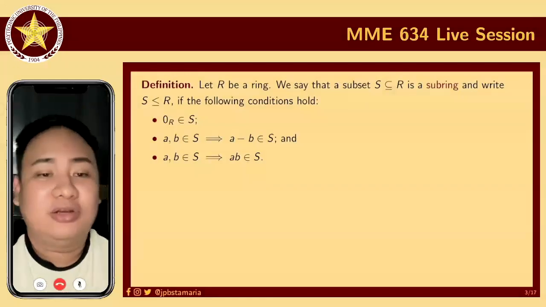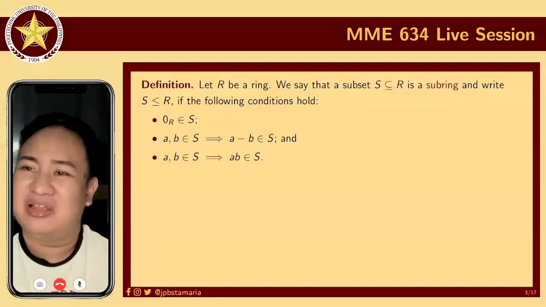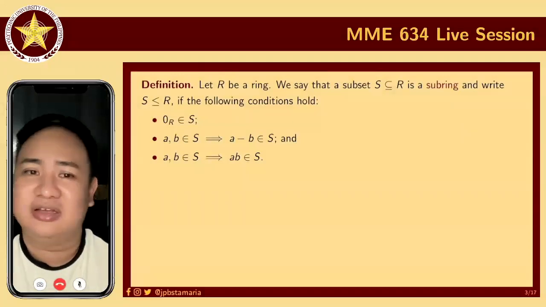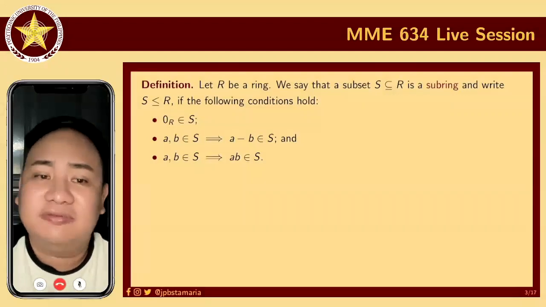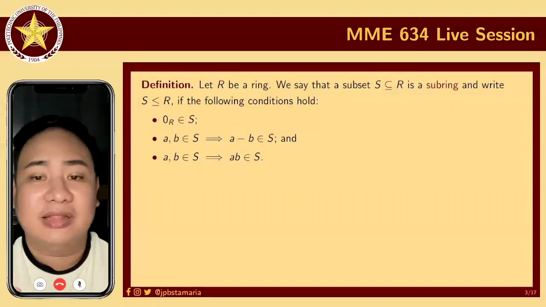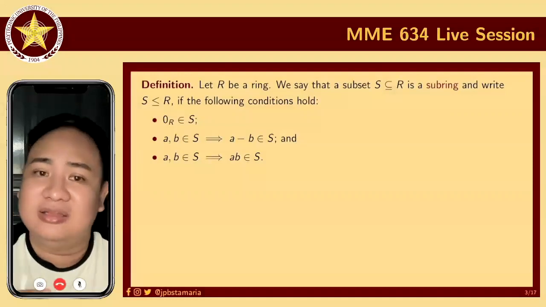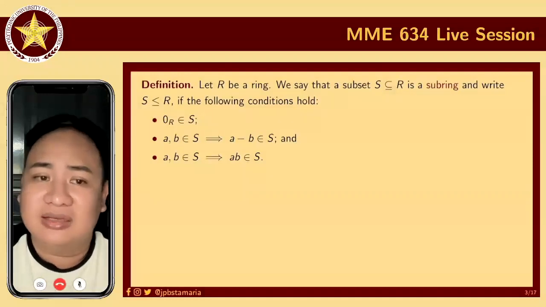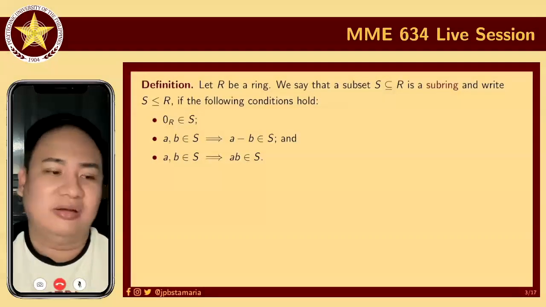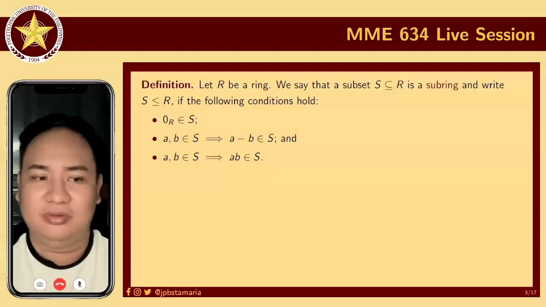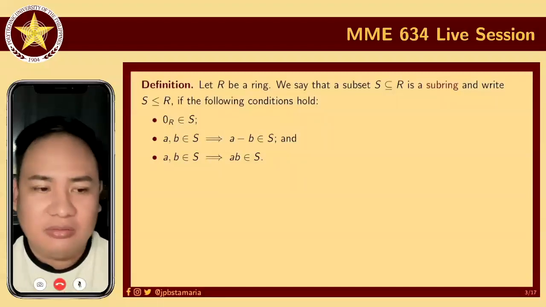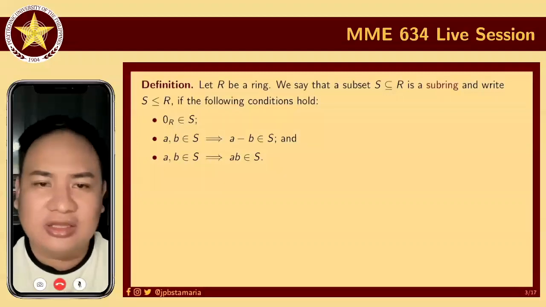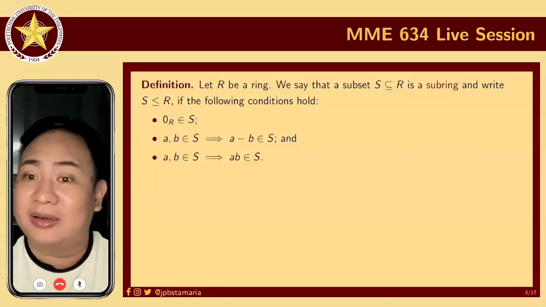Second, dapat closed under subtraction. What do I mean by that? Dapat, pag may dalawang elements ka kay S, yung difference nila, dapat nasa S pa rin. Did you understand? Halimbawa, nakakita ka ng dalawang elements sa S nung sinubtract mo, wala sa S yung sagot, ay, hindi yan subring. Automatic, tapon mo na. Naintindihan nyo ba? Finally, dapat closed under multiplication. Kailangan ang product ng dalawang bagay na nasa S pa rin.